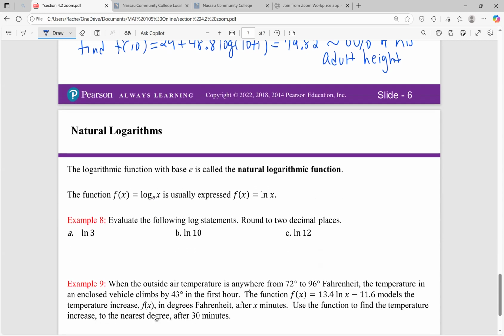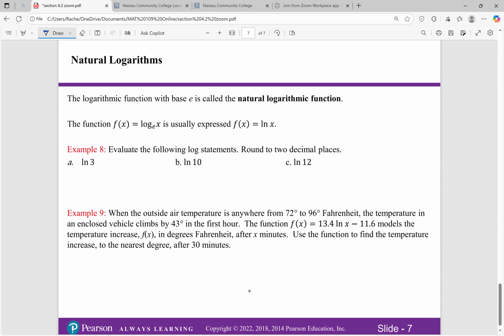So now let's talk about natural logs. You have two log functions on your calculator. You have the log, the one that we were just working with, but you also have ln, the natural log. Whenever we're speaking of the natural log, the base is e. We spoke about the base e in the previous section. Remember, e is an irrational number and it's equal to about 2.72. So e is just a number.